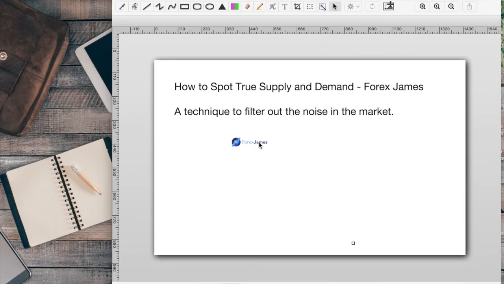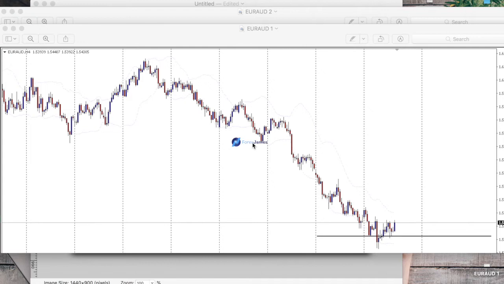This is a pretty simple skill, in my opinion, that anyone could learn, and knowing this skill has tremendously helped in my trading. So without further ado, let's jump into some charts. First up, we have the Euro Aussie.